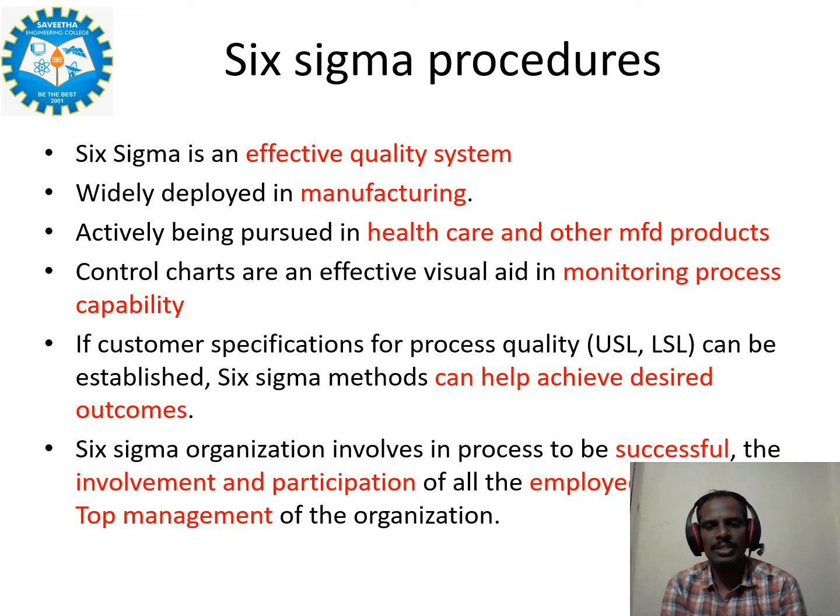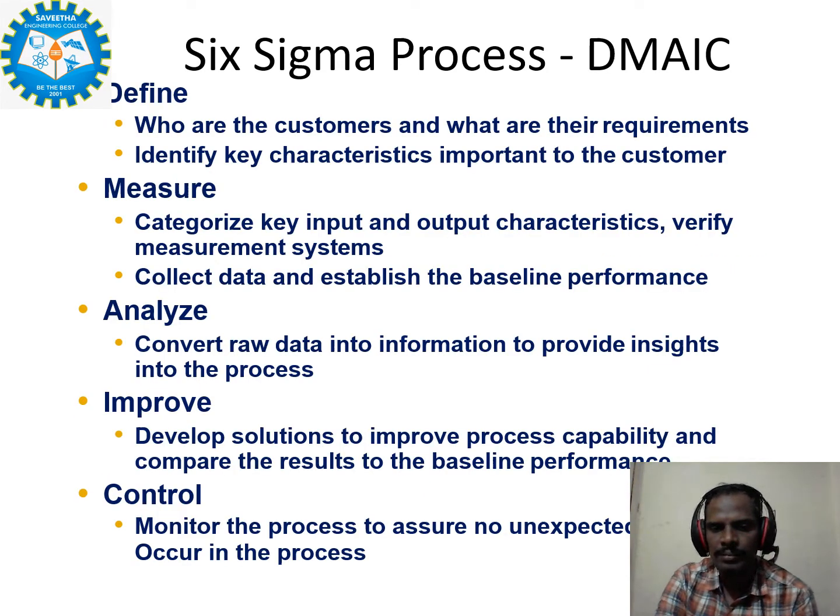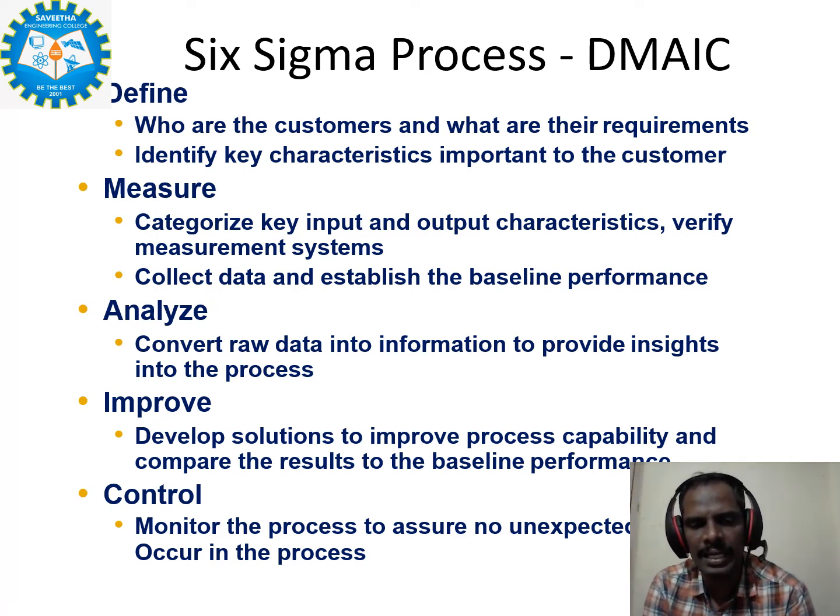A Six Sigma organization requires the process to be successful, with the involvement and participation of all employees from top management to labor. The Six Sigma concept has five steps: define, measure, analyze, improve, control. This is called DMAIC.